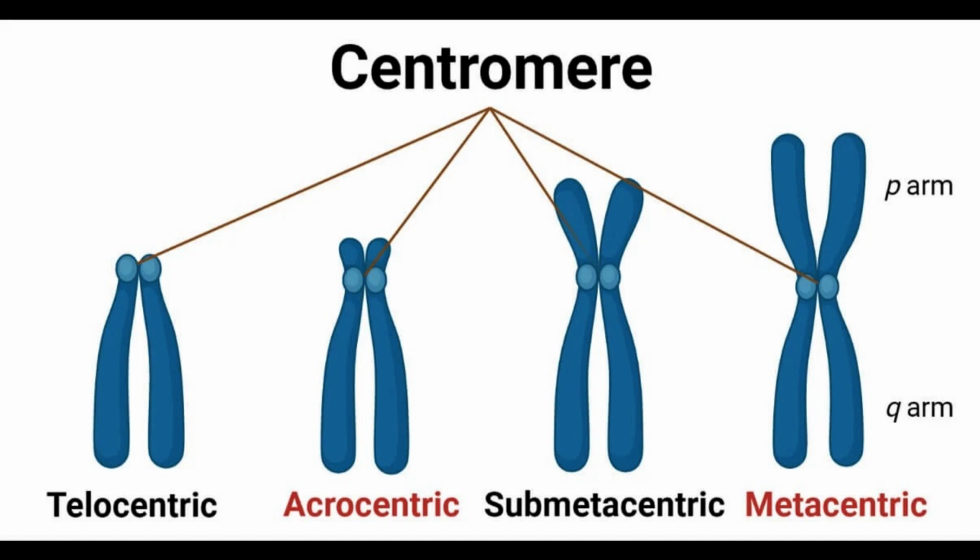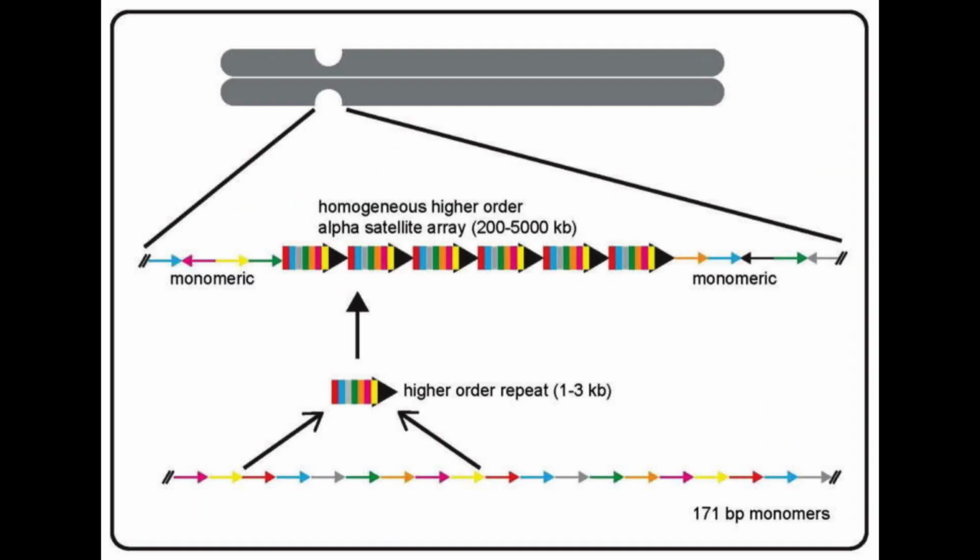What you can't see is the very special kind of DNA that makes up the centromere. It is a specific kind of repetitive DNA called alpha satellite. The alpha satellite DNA is where the proteins that the centromere needs to attach to the spindle fibers come together.